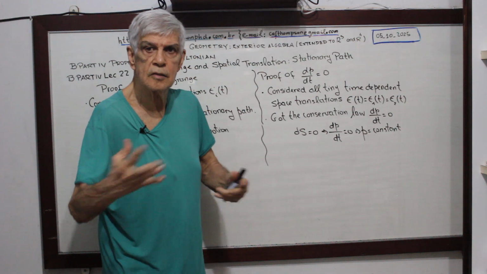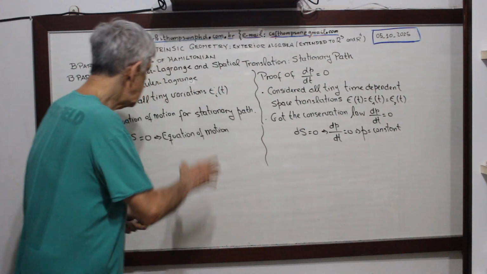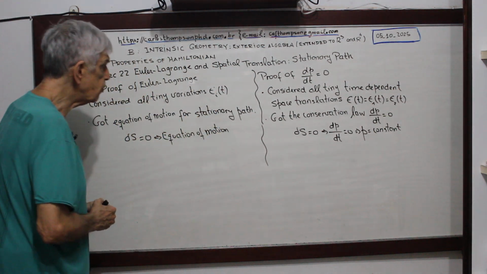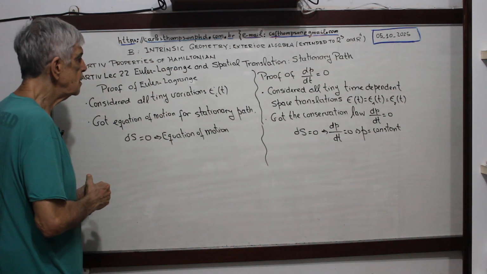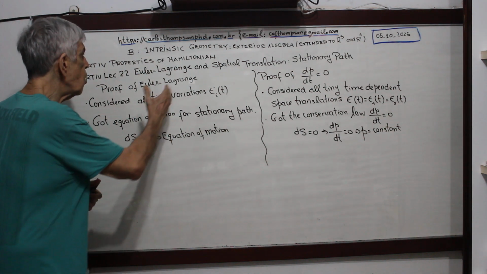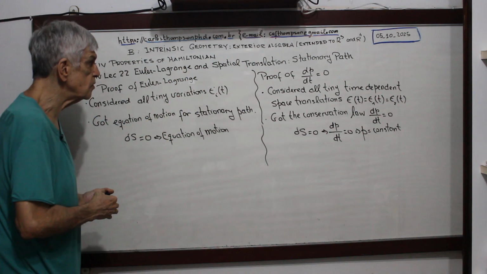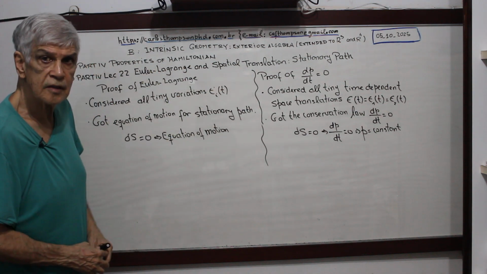We considered spatial translation. That's very important for you to understand the difference in the derivation of the Euler Lagrange and the spatial translation, assuming a stationary path.